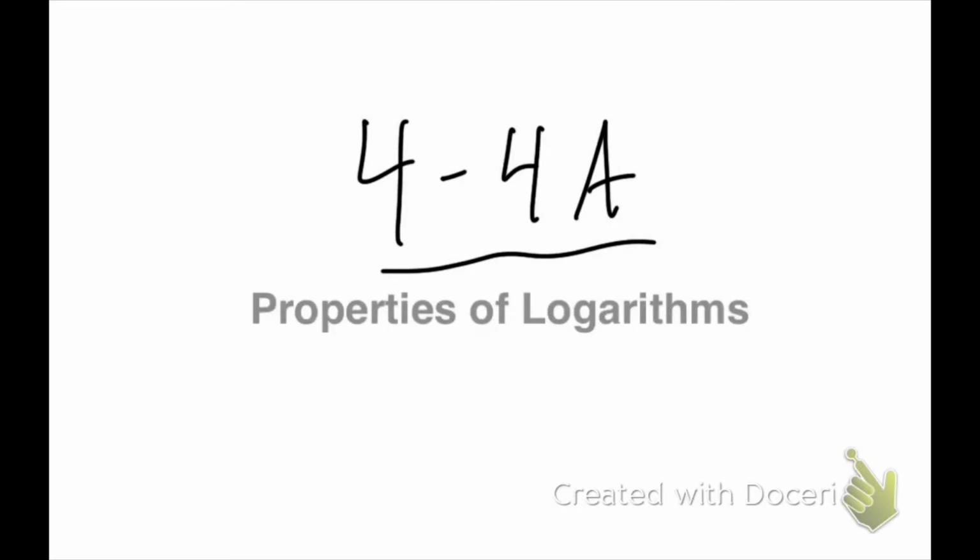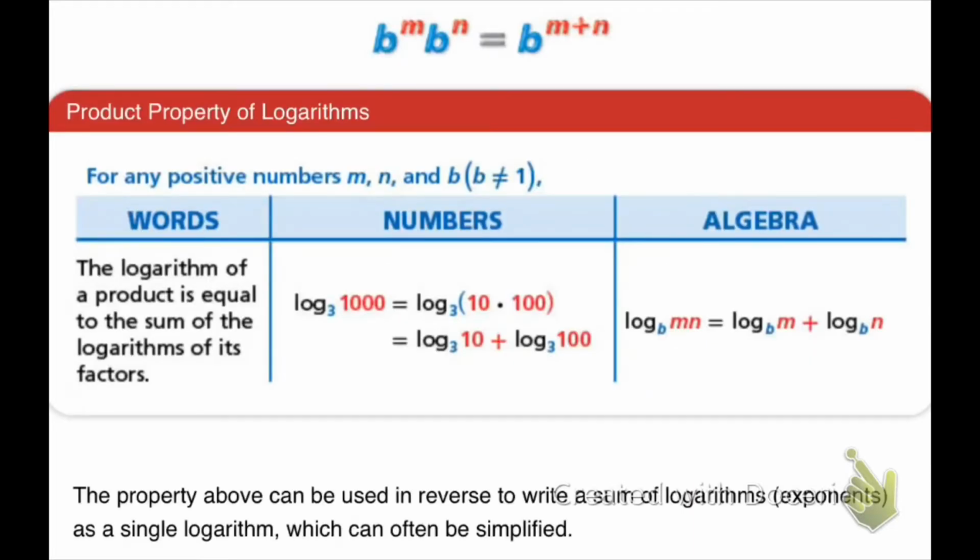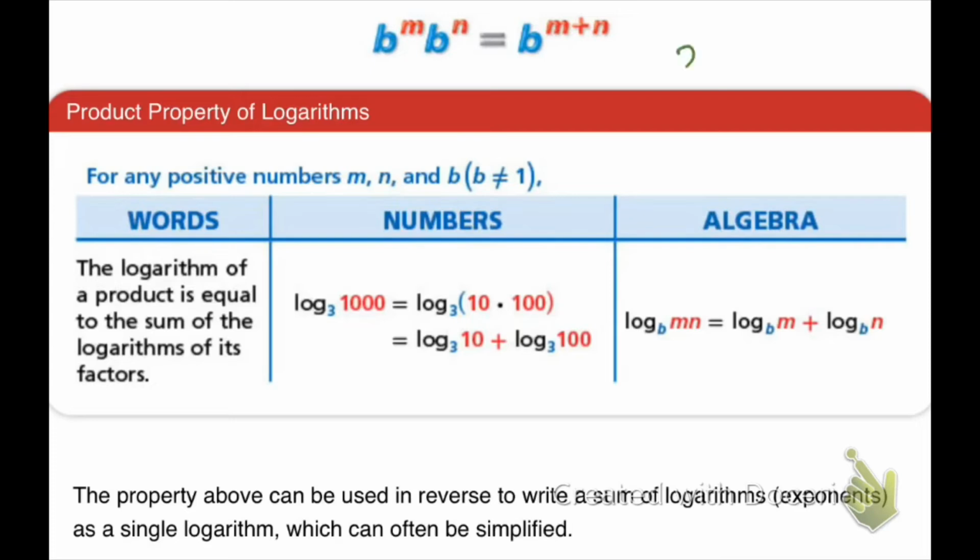Alright, so we're starting a new section, section 4-4, and we're looking at the different properties of logarithms. A few things to remember: when we multiply two numbers together that have the same base but different exponents, we add the exponents. For example, 2 to the power 3 times 2 to the power of 4 is the same thing as 2 to the power of 7. You add the 4 and the 3.